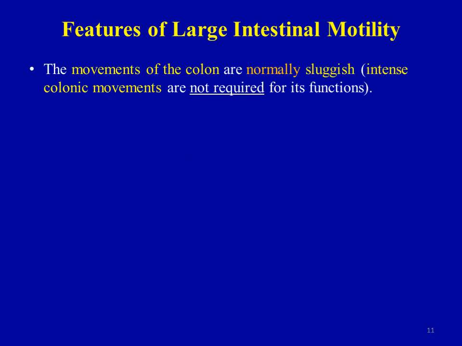Let's see that. So the features of large intestinal motility: the movements of the colon are normally sluggish. We don't need fast transit of fecal material or of the chyme at the beginning of the large intestine. So we need slow movement. Intense colonic movements are not required for its function because we want to absorb water and electrolytes, the vitamins produced by the microbiota, and the short chain fatty acids. So we need some time for the absorption and for the action of the microbiota.